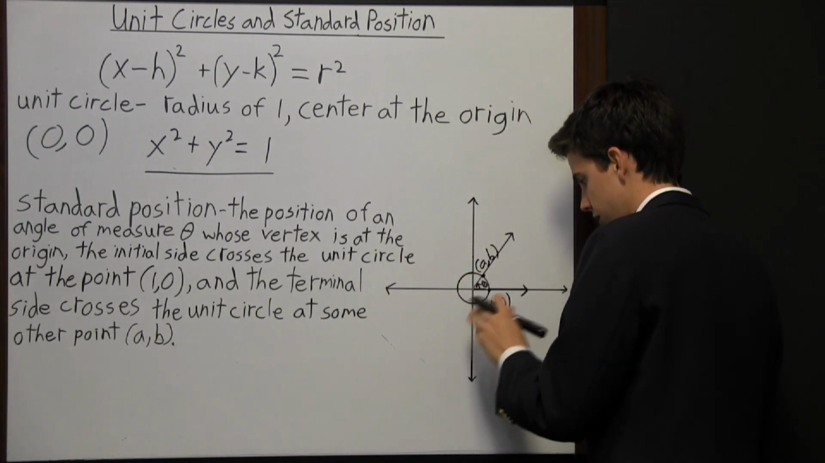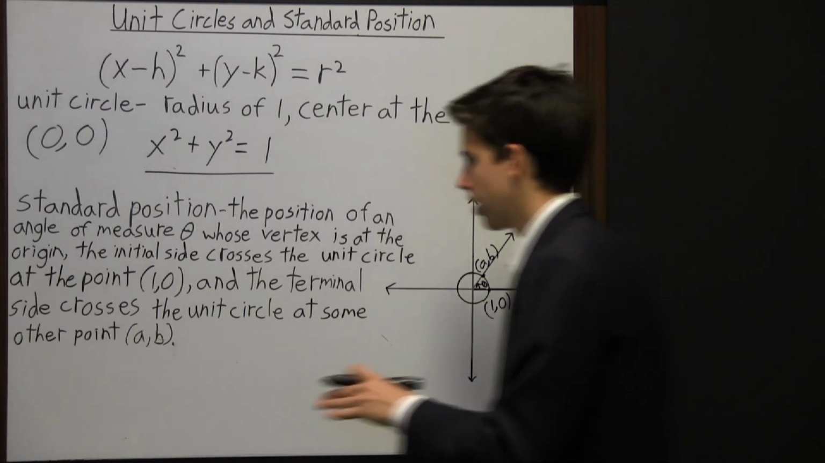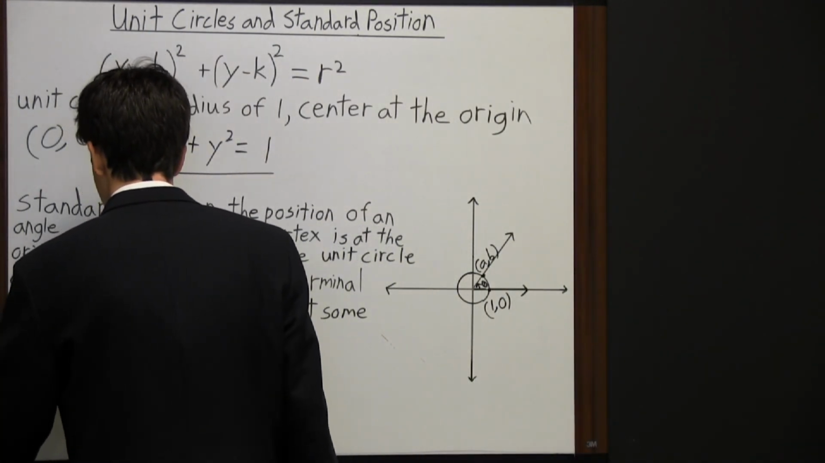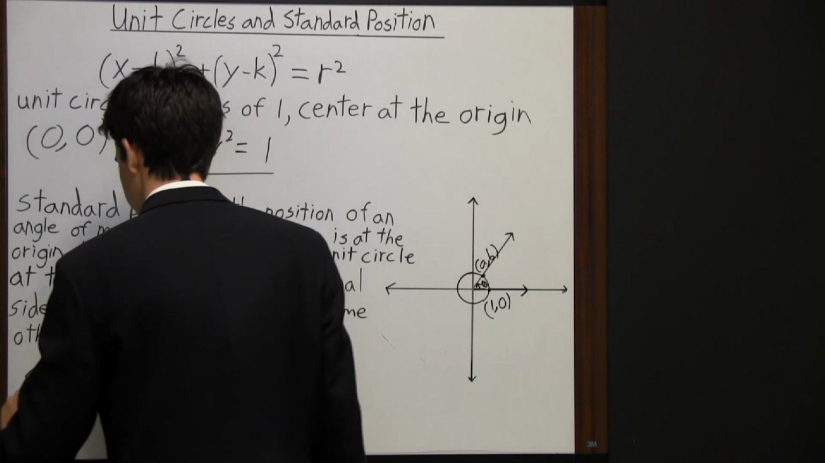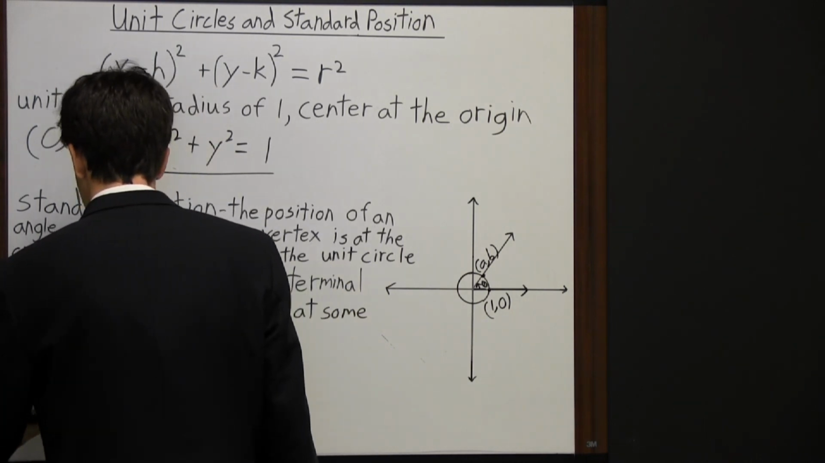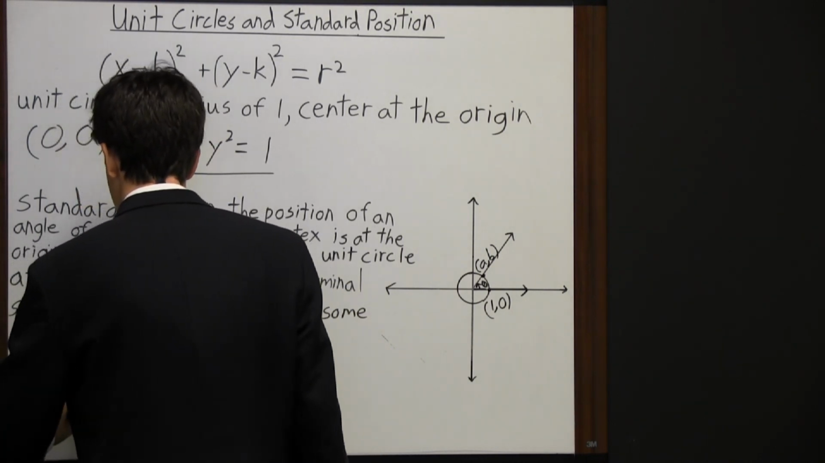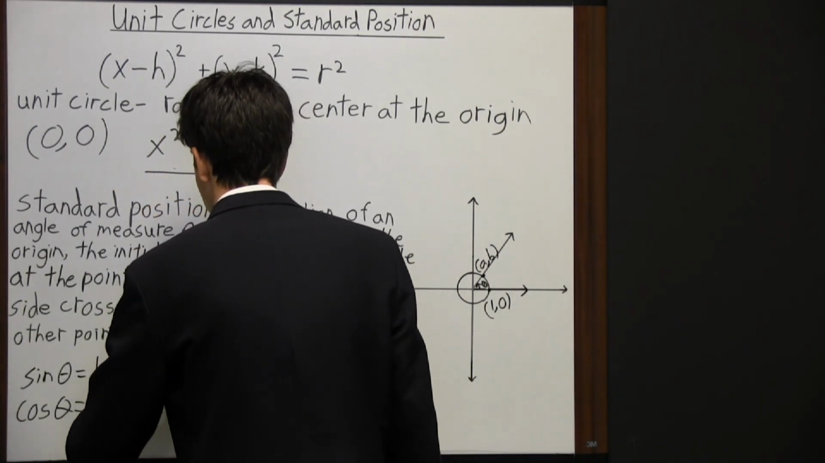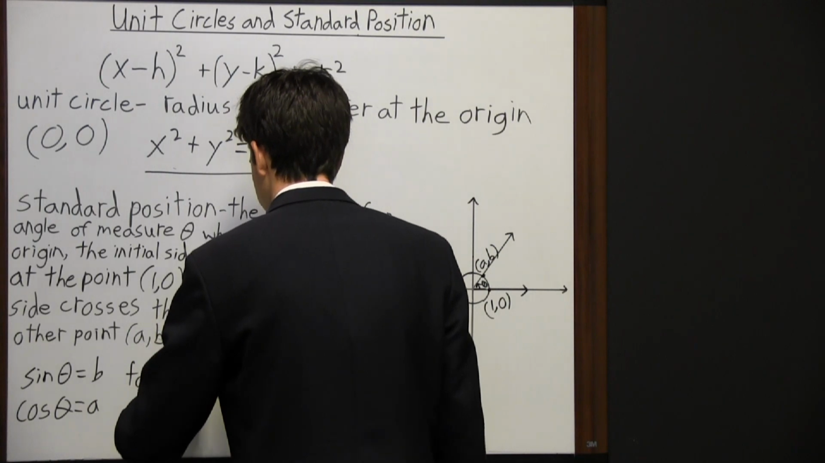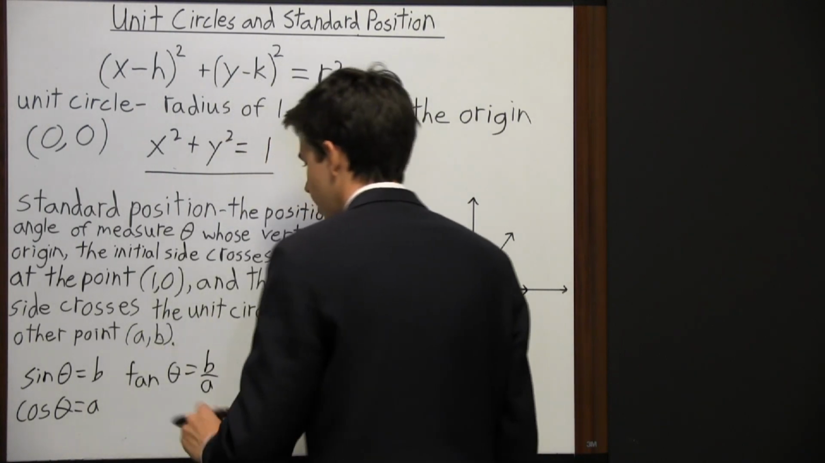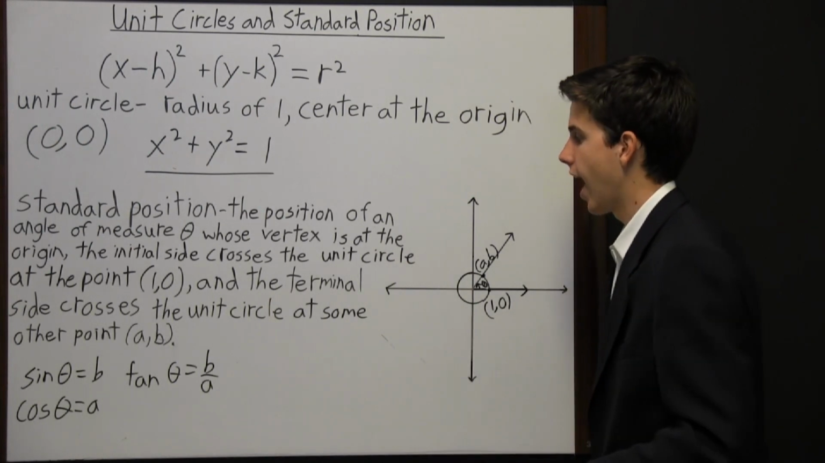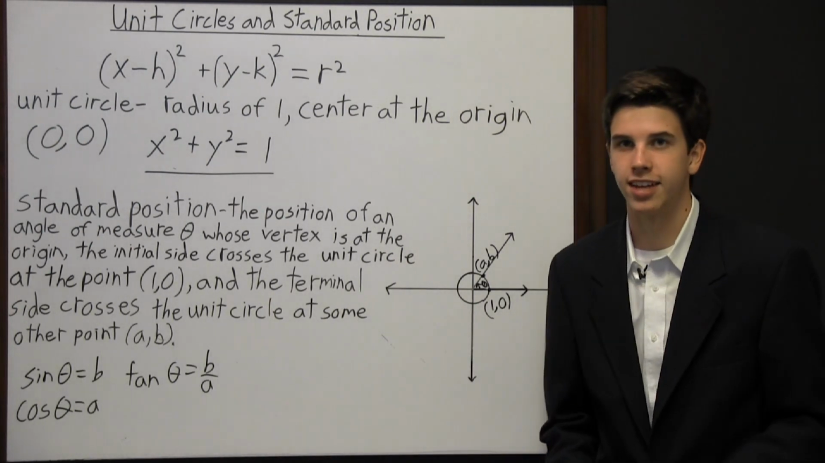Now there are a few things we can conclude from this setup. The sine of the angle measure equals B. The cosine of the angle measure equals A. And the tangent of the angle measure equals B divided by A. Those are a few things to keep in mind. And this is a look at unit circles and standard position.